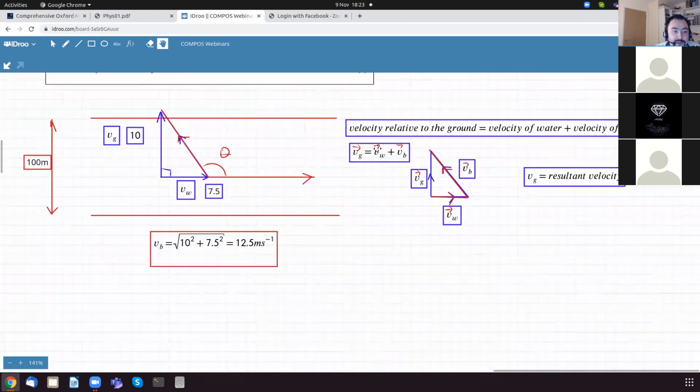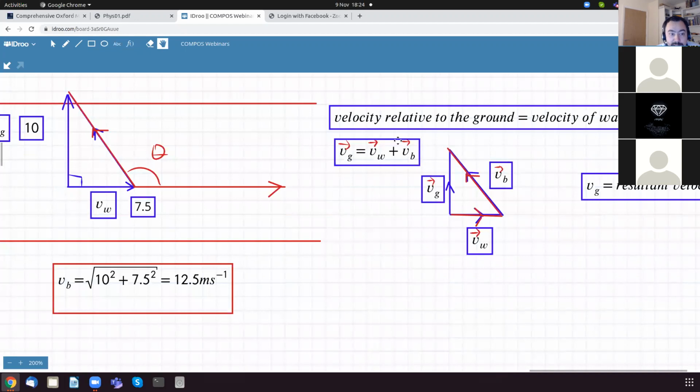But this is always true for any boat in any river. So just remember this, and this is true for airplanes. When an airplane flies, the ground velocity is equal to the velocity of the wind plus the velocity of the aircraft.